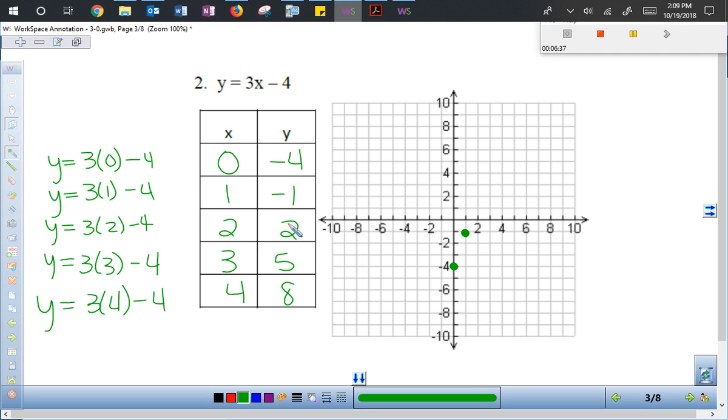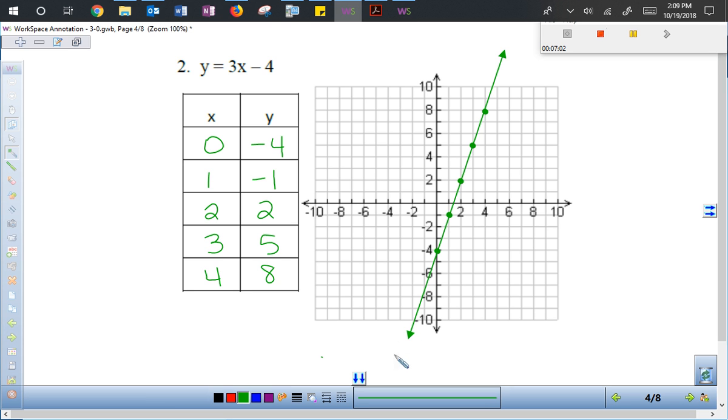And then 2 comma 2, so to the right 2, up 2. 3 comma 5, to the right 3, up 5. 4 comma 8, to the right 4, up 8. Then take your straight edge, connect your points all the way through your grid, end with arrows. Make sure it starts outside and ends outside.